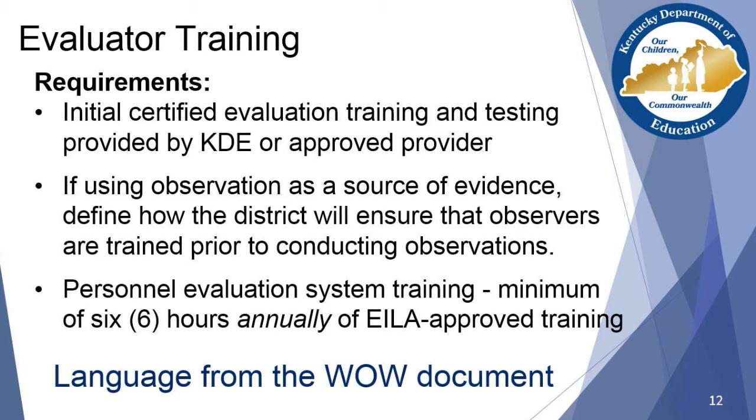But the distinction here is if your district is choosing to use observation as a source of evidence, you must define in your plan how your district will ensure that observers receive the training necessary to conduct accurate observations. And as part of the personnel evaluation system training, it is appropriate to include that information in your 6 hours of annual approved training. But there is a distinction between evaluator training and observer training.